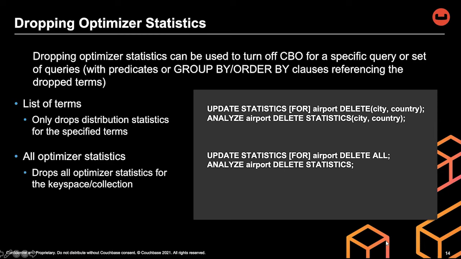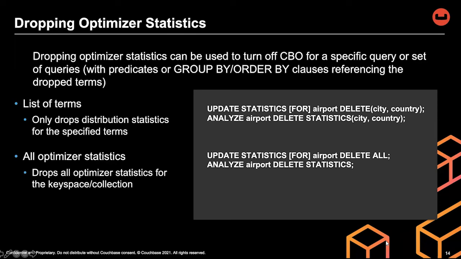The next topic will cover dropping of optimizer statistics. So why do you want to drop statistics? Dropping optimizer statistics can be used to turn off CBO effectively for either a specific query or set of queries. As we mentioned earlier, for CBO to work properly, you must have optimizer statistics on all the relevant fields and expressions. So if for whatever reason CBO is not working for you for a query or set of queries, you can just drop the necessary optimizer statistics. When that happens, CBO will not kick in for that query or set of queries.